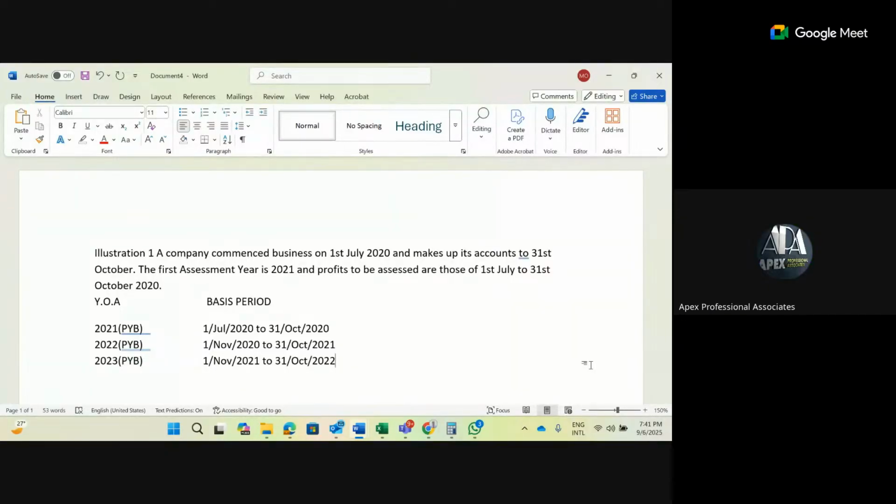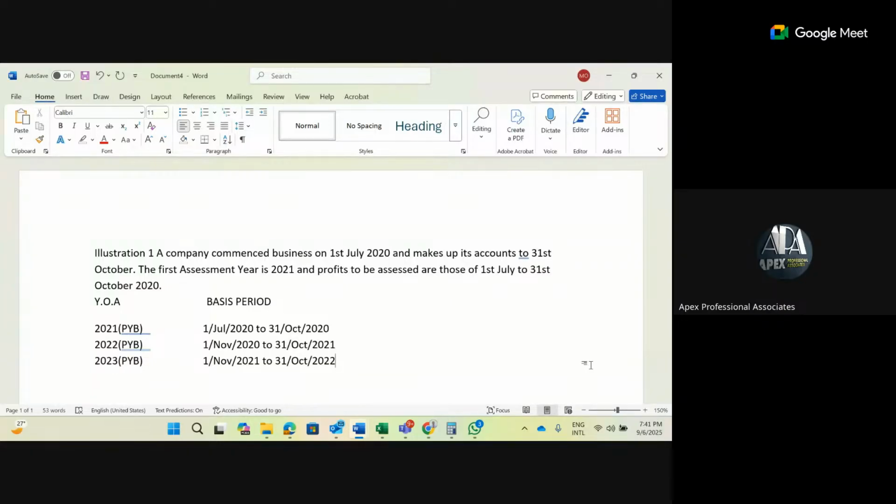Okay. Any other observation, anything that is not clear? Please take note. It is when you are making use of the old provisions that you are going to be doing 1st of July to the next 12 calendar months. That is the old provision: 1st of July 2020 to 30th of June 2021. That's what you are going to do in the old provision.